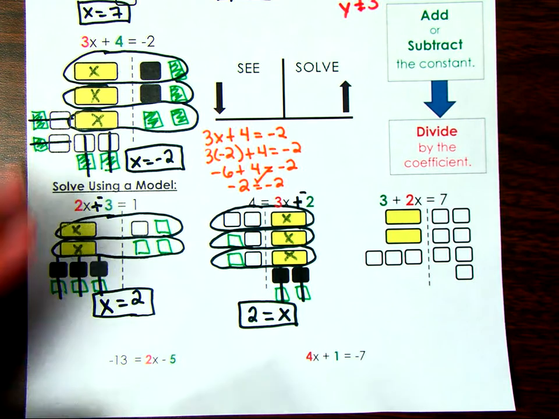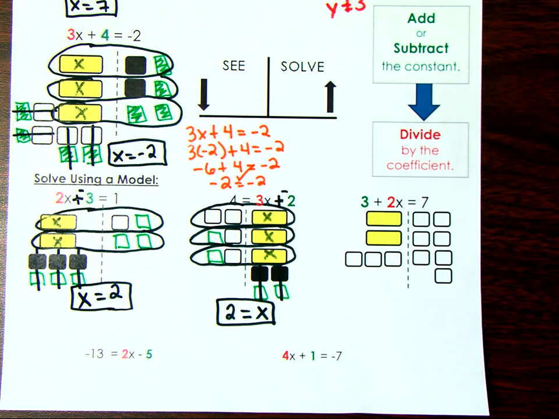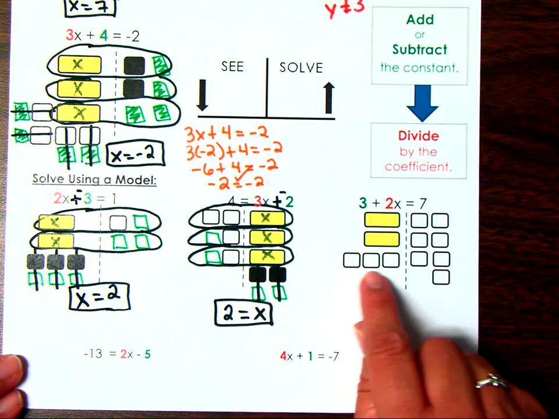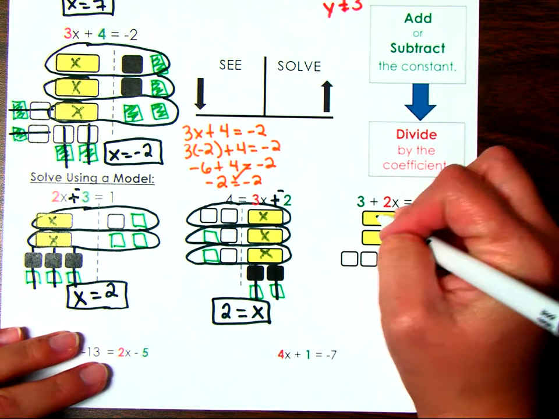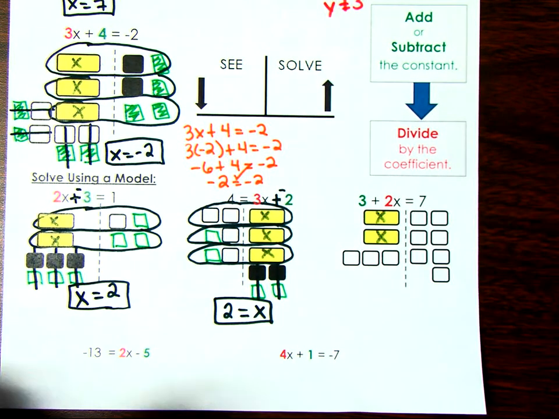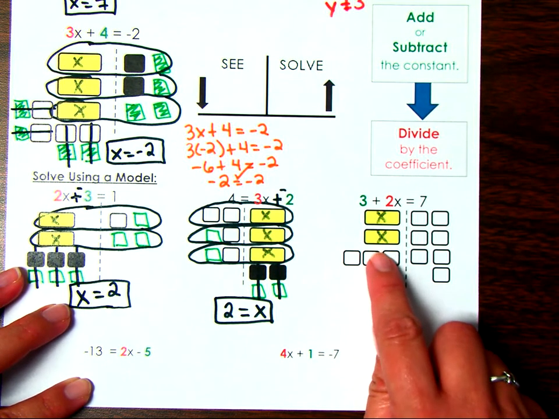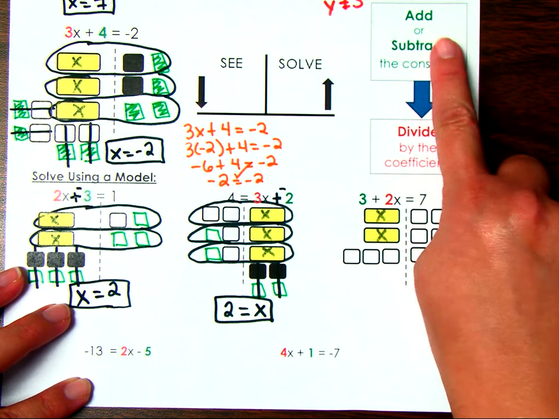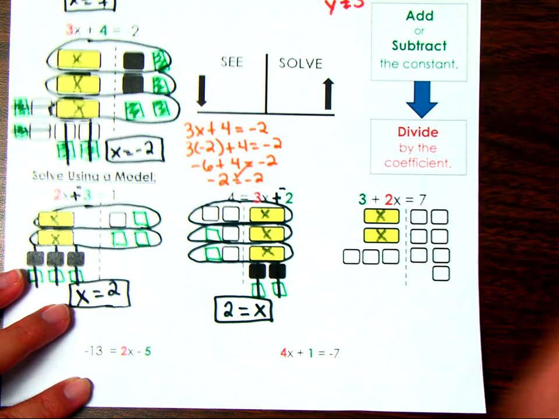All right, let's look at one more together, and then you can try these two out on your own. Draw those out on a separate sheet of paper and see what you get for the value of x, and double check with your teacher. All right, we've got 3 positives right here. They're not shaded in, so they're positive, and 2 x's. Then we have 7 positives. So we want these x's by themselves. That's called isolating the variable. Isolate means get by itself. So first, we're going to add or subtract the constant. The constant right here is just a positive 3. So the opposite of positive 3 is 3 negatives.